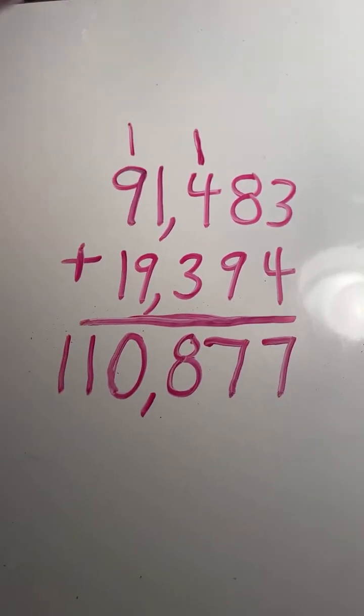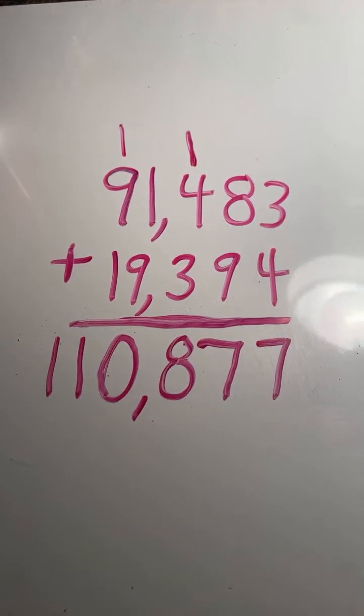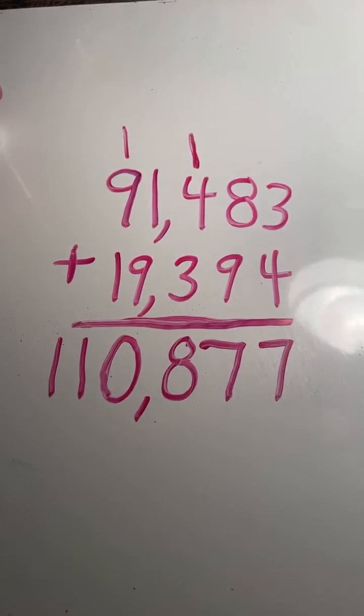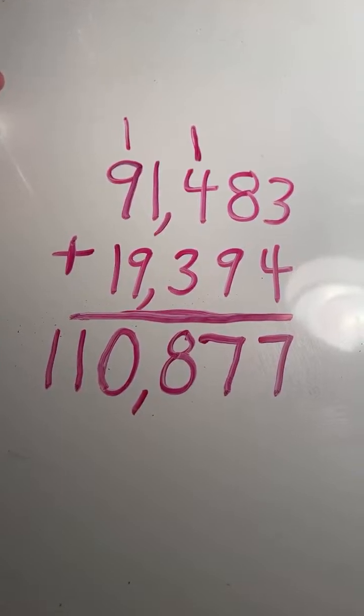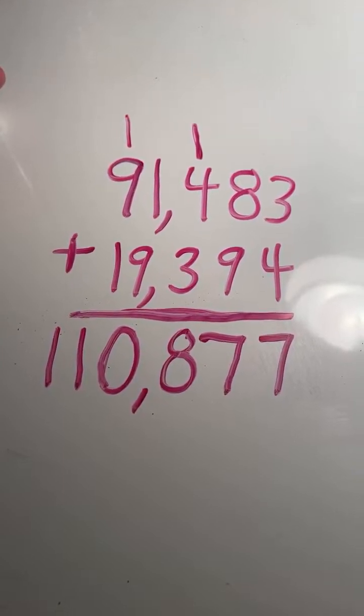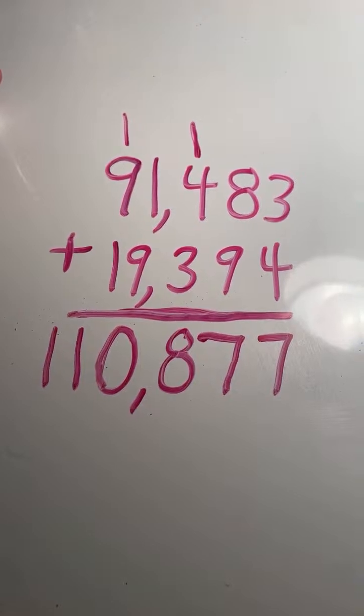And we have our final answer. 91,483 plus 19,394 equals 110,877.